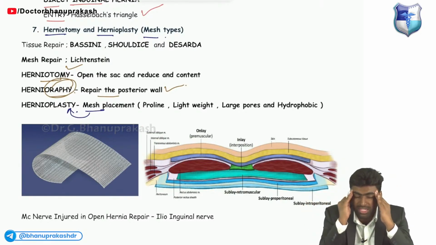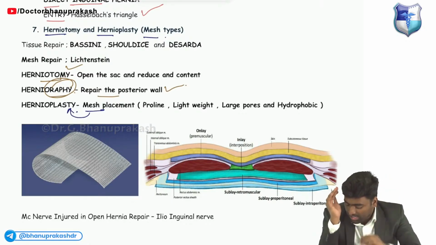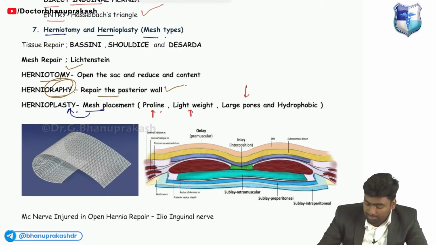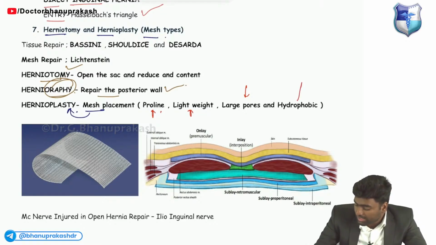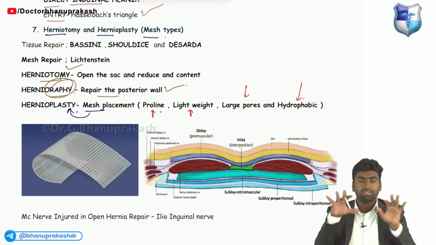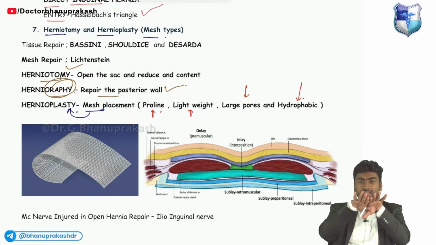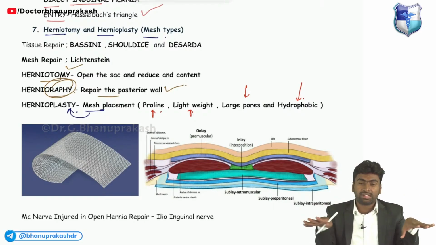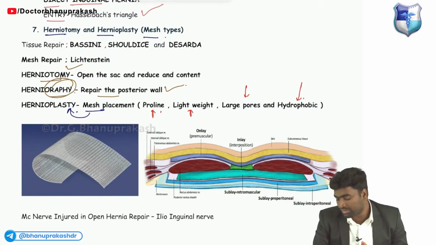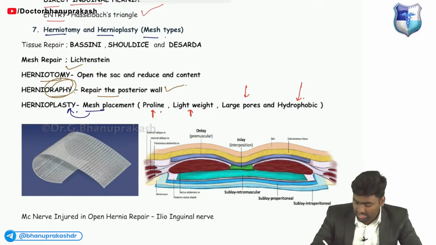So in the case of hernioplasty, you will keep a mesh. Remember, mostly this mesh is made up of polypropylene, it is lightweight, and the pores are large. It is hydrophobic, it won't absorb water, because if there is absorption of water, the size of the mesh may increase and decrease, and that can decrease the tensile strength. So that's why we use this hydrophobic mesh.